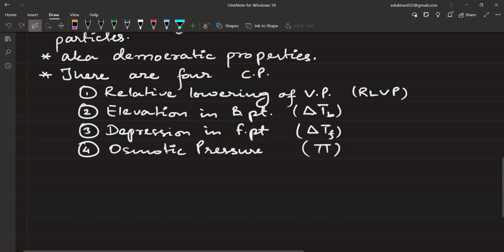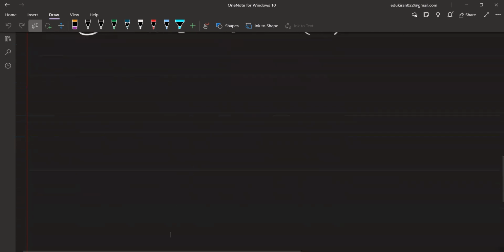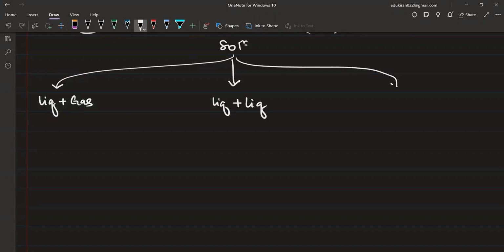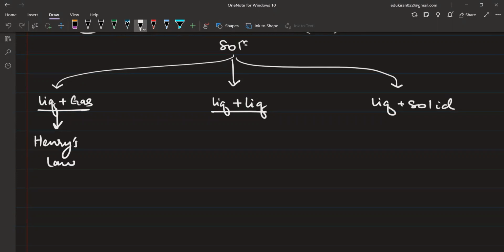In this case, we'll look at the relative lowering of vapor pressure. Just to summarize whatever we have learned till now, please don't write this. We have seen that binary solutions in which the solvent is liquid can be of three types. Liquid plus gas: liquid is my solvent, gas is my solute. It can be liquid plus liquid. And then the case that we are now looking at is liquid plus solid, which remains to be seen. Now, liquid plus gas follows which law? Henry's law. What about liquid plus liquid? It follows Raoult's law.